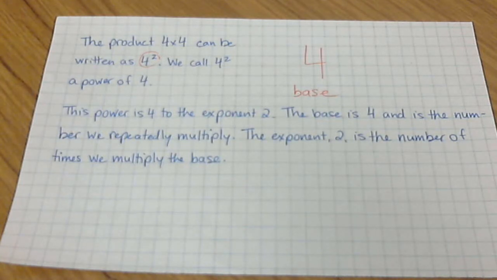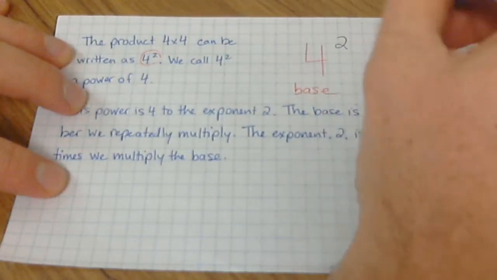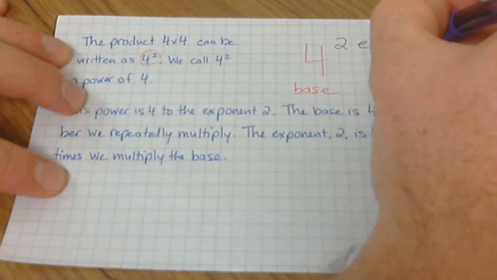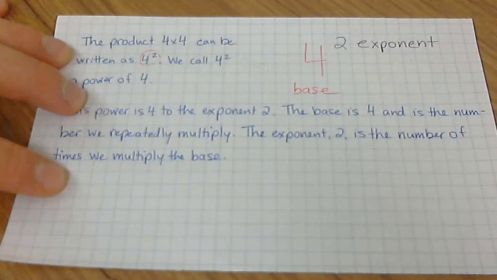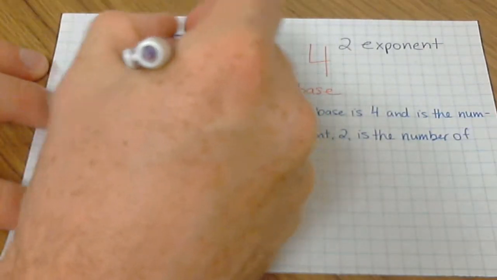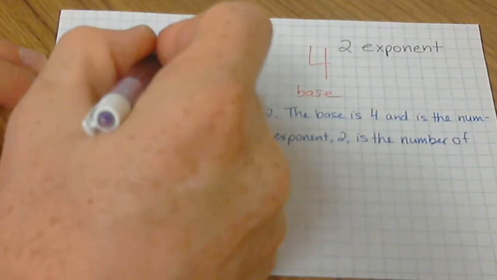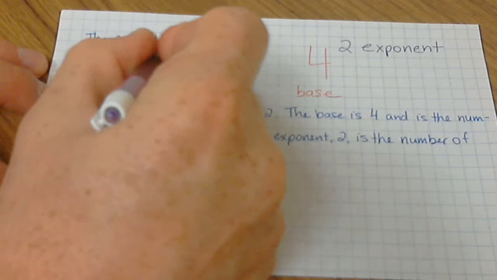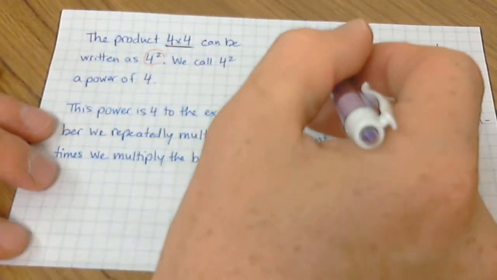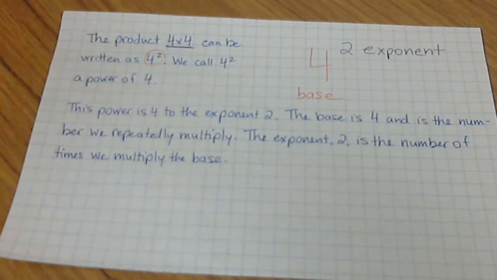The second part to it is the 2. This is called the exponent. The exponent, which is, in this case, 2, is the number of times that we multiply the base. So our initial problem here said 4 times 4. 4 is the number that's getting multiplied, and it's multiplied by itself 2 times, right? There are 2 4s. So it's 4 times 4.